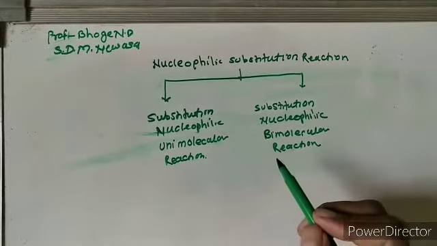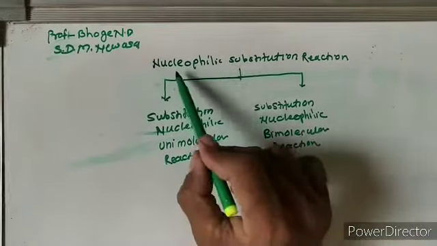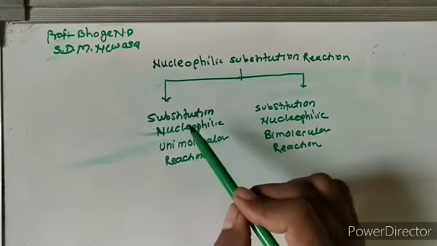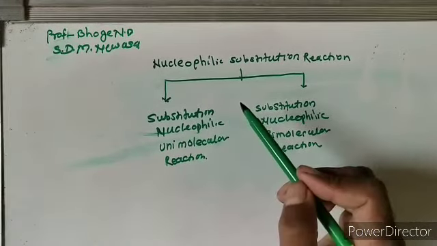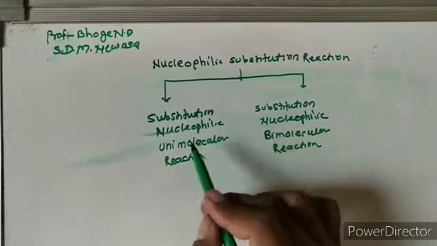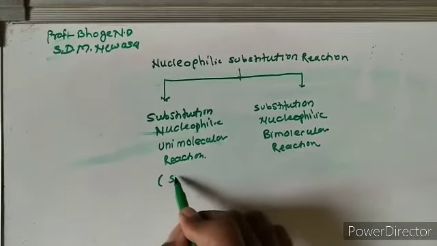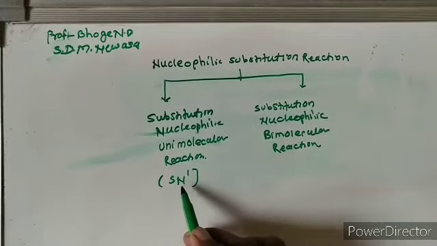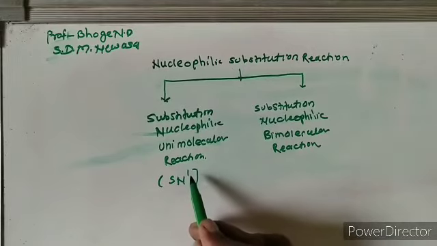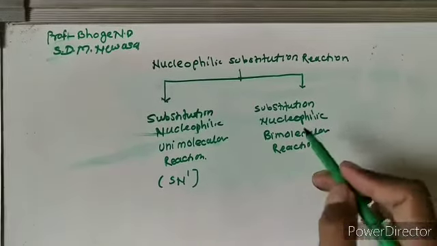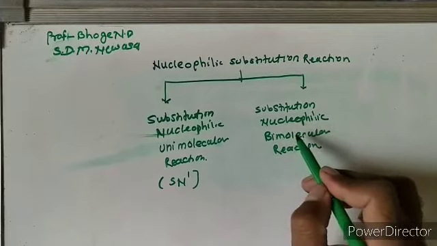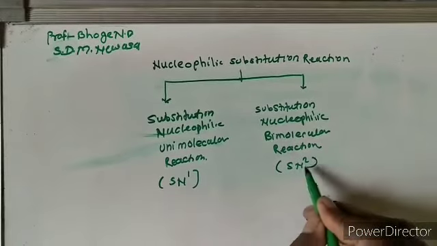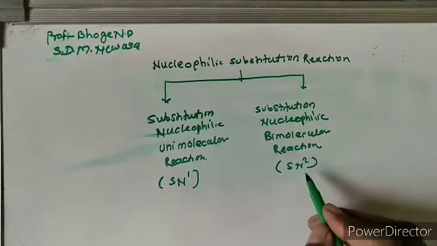Hello friends, in the last lecture we discussed nucleophilic substitution reactions. As we discussed, there are two types of mechanism in nucleophilic substitution reactions. One is substitution nucleophilic unimolecular, which we call SN1 reactions. S stands for substitution, N stands for nucleophilic, and 1 stands for unimolecular. The second type is substitution nucleophilic bimolecular, that is the SN2 reaction. Here 2 stands for bimolecular.